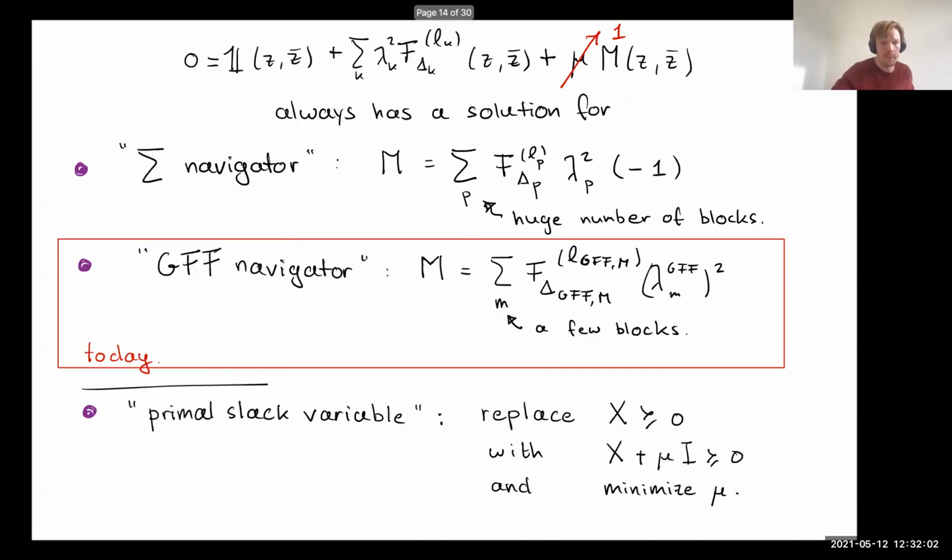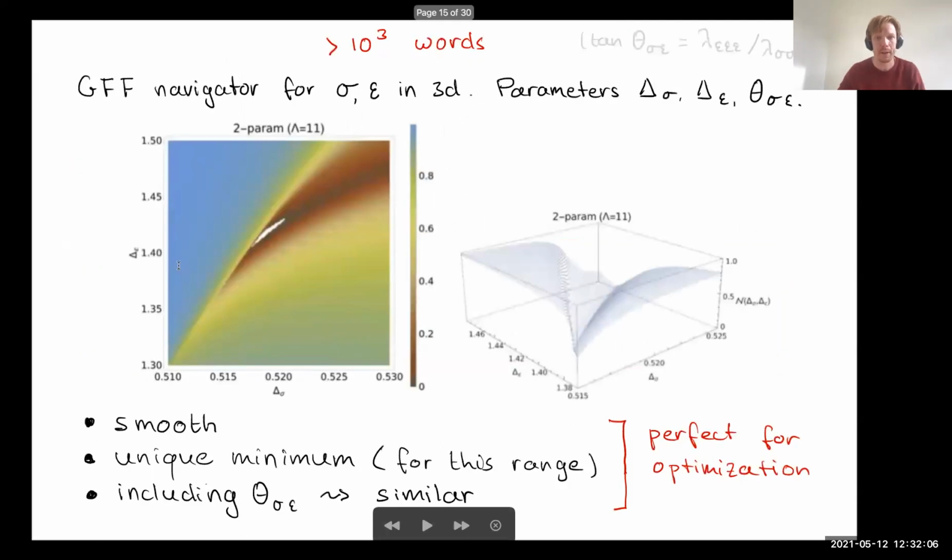So, okay, the GFF Navigator is the thing we want to look at. Well, a picture, as they say, says a lot. So here is a picture of a GFF Navigator for the Ising island, basically. So there are, in principle, 3 parameters in this problem. This is really the standard sigma and epsilon 3 correlator problem.